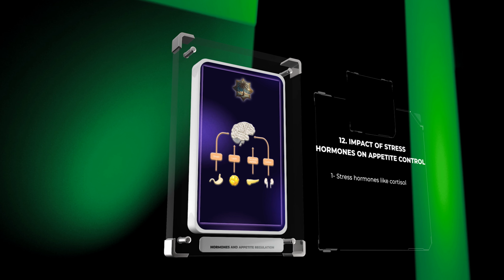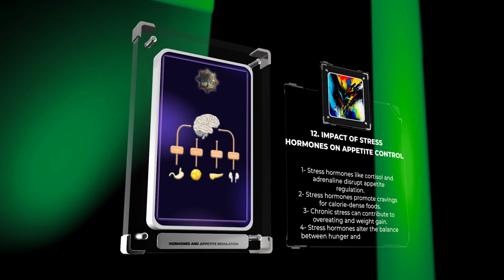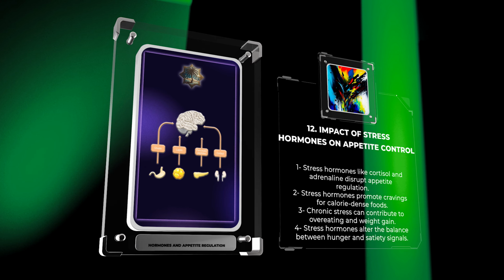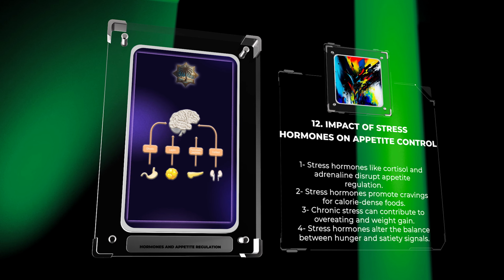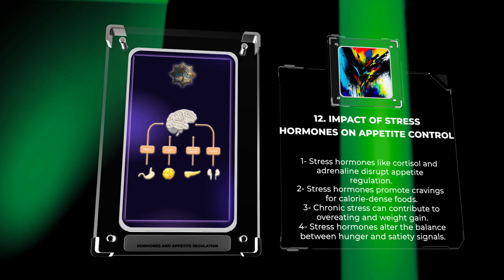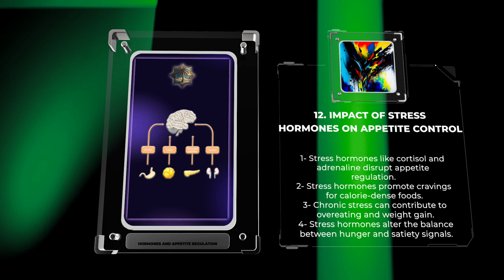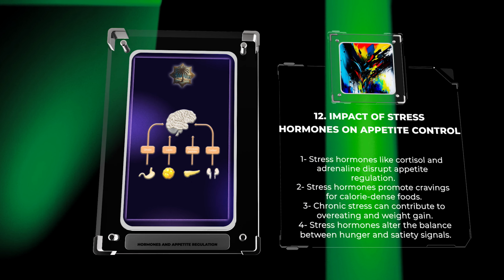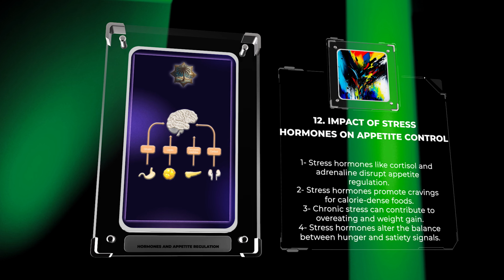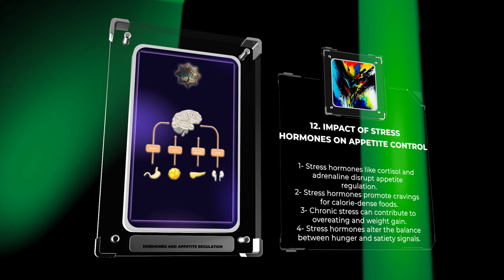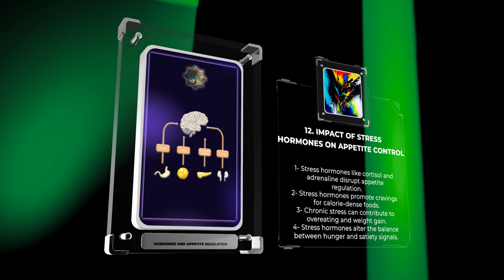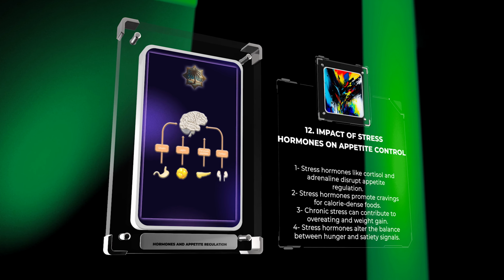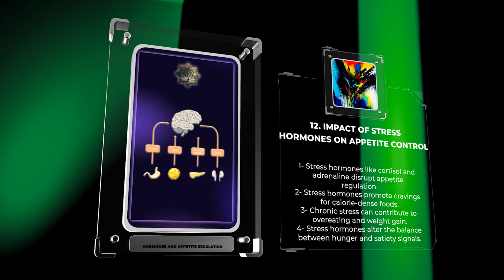Lastly, let's explore the impact of stress hormones on appetite control. During times of stress, the body releases hormones such as cortisol and adrenaline, collectively referred to as stress hormones. These hormones can disrupt appetite regulation by promoting cravings for calorie-dense foods and altering the balance between hunger and satiety signals. Chronic stress can contribute to overeating and subsequent weight gain, highlighting the intricate relationship between stress, hormones, and appetite control.